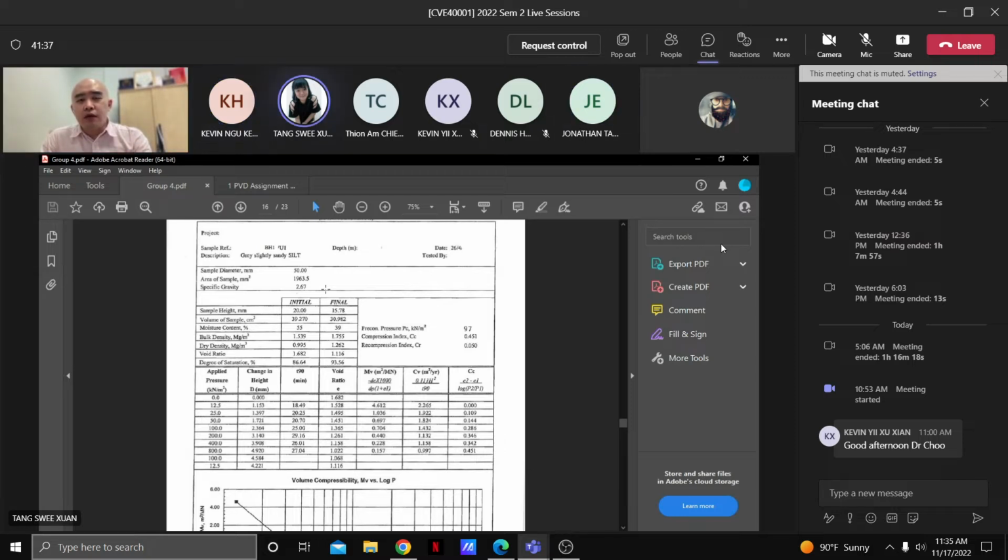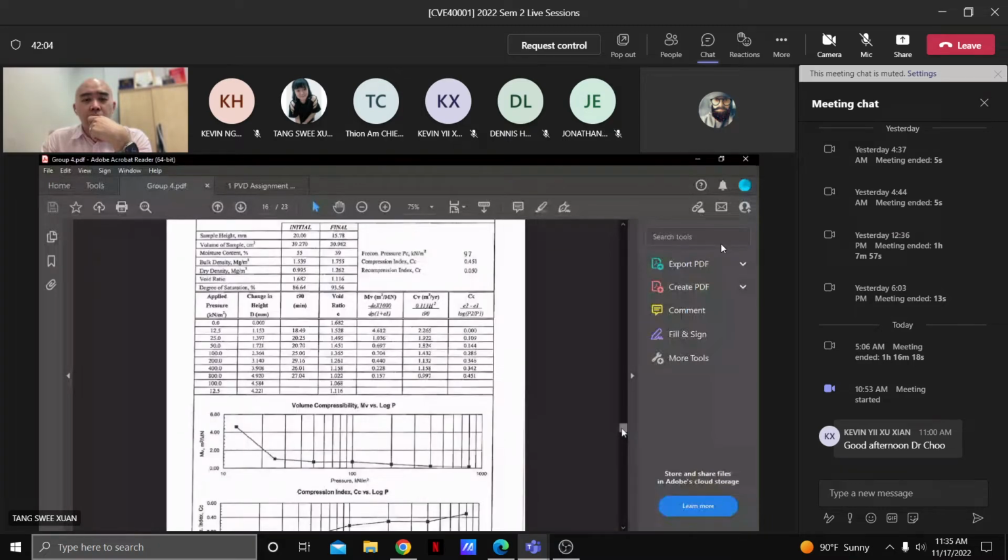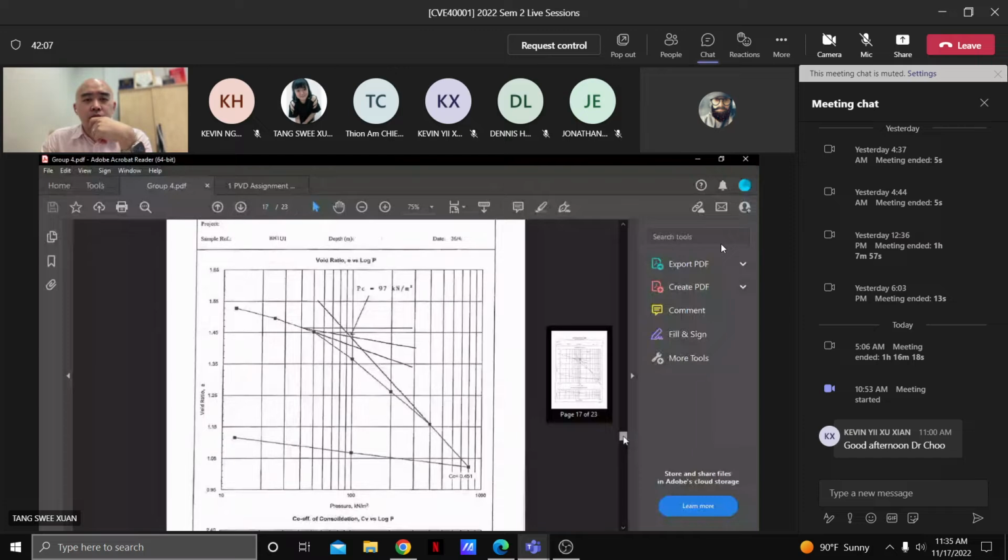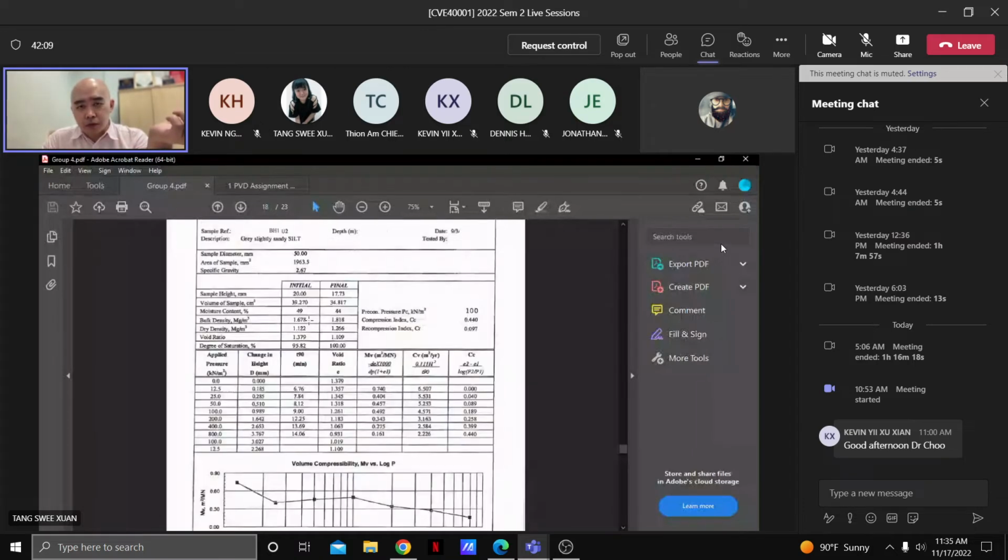A bit blur on that. Okay, so why don't you do this? Now you know this is for borehole 1, right? So you've got borehole 1, U1. Now, are there any other consolidation test results for borehole 1? Is there a borehole 1, U2? Can you scroll down? Okay, so there's a borehole 1, U1, there's a borehole 1, U2 as well. Is there a U3? No, only 1 and 2.